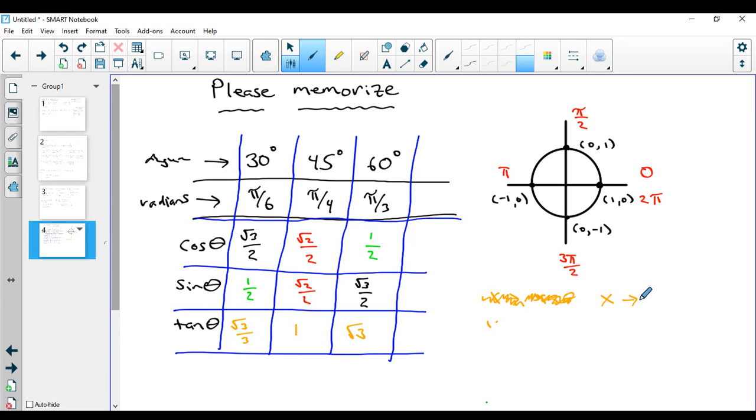X corresponds to the cosine values. And Y corresponds to the sine values. And we remember that because X comes before Y in the alphabet, just like C comes before S. I've only taught this for 25 years and I just screwed that up. All right. And then what's tangent? Well, tangent is actually the Y divided by the X. And that's how you use this.